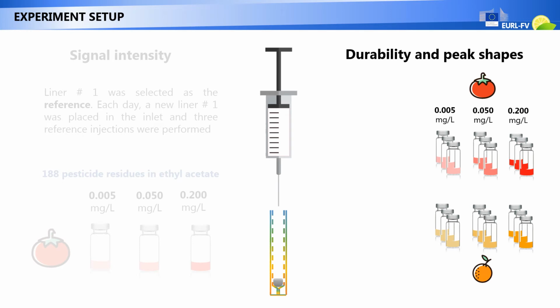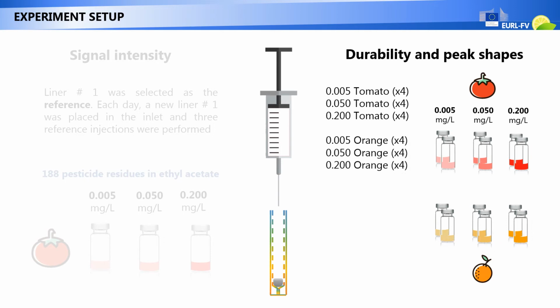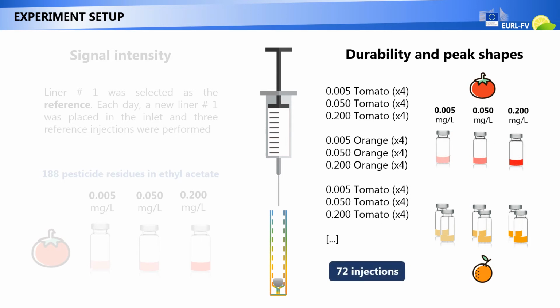For the durability and peak shapes, we prepared daily 6 injection vials with 3 replicates of each one. The matrices selected were tomato and orange at 3 concentration levels. First, 4 injections were performed on each concentration level in tomato, and these vials were then discarded. Afterwards, the same was made with the 3 concentration levels in orange matrix. Then, the same again with tomato, and so on until all vials had been injected 4 times each. Therefore, there were a total of 72 injections performed with each liner.